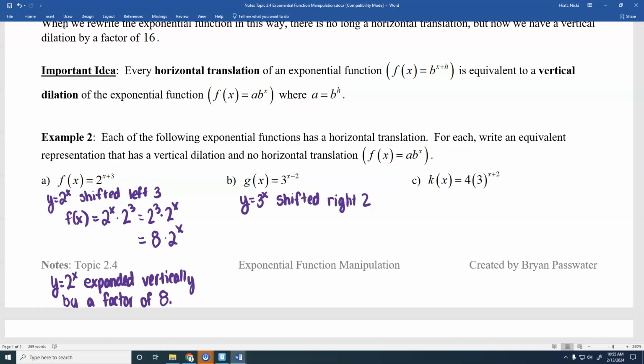But here I could also make this 3 to the x power times 3 to the negative 2 power. Which normally we'd write that 3 to the negative 2 first. Ooh, what is 3 to the negative 2? Good. That's going to be 1 over 3 squared times 3 to the x power, which is going to be 1/9 times 3 to the x power.